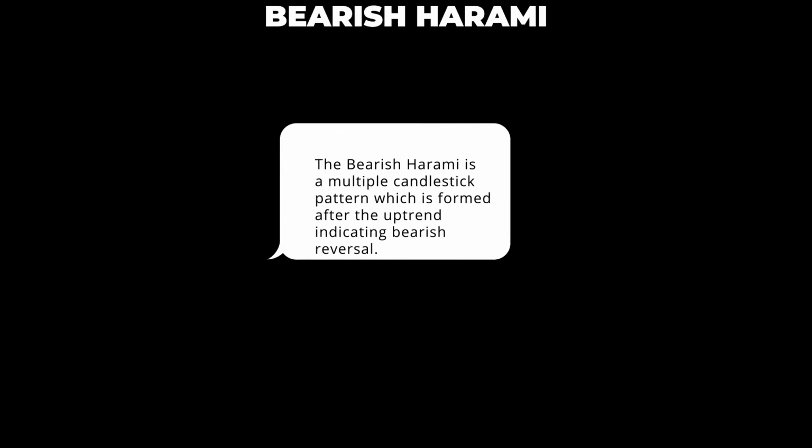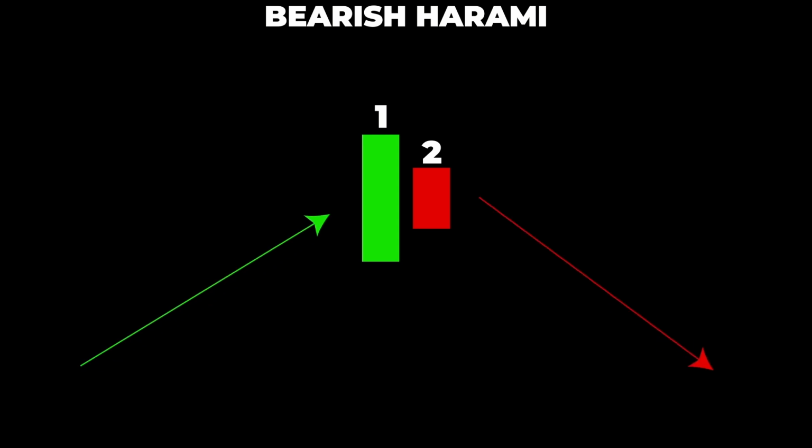Bearish harami. The bearish harami is a multiple candlestick pattern which is formed after an uptrend indicating a bearish reversal. So it is the inverse of the bullish harami. It will appear at the top of an uptrend indicating a bearish reversal. It consists of two candlesticks. The first one is a tall green candle, and the second one is a small red candle, which should be in the range of the first candlestick. So the first green candle indicates the continuation of a bullish trend, and the second one shows that the sellers are back and the market will change direction and will go down.